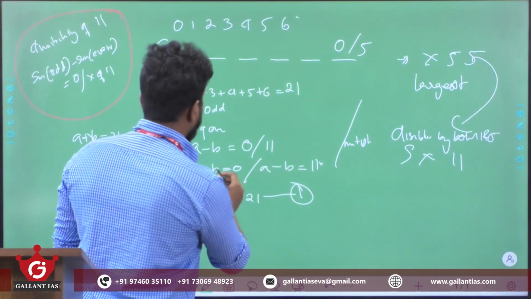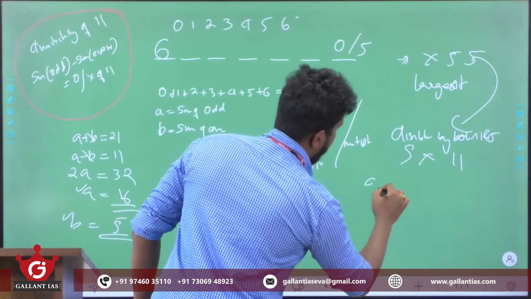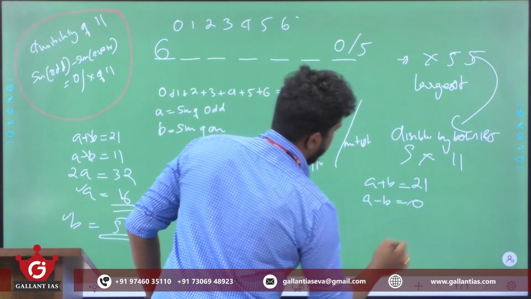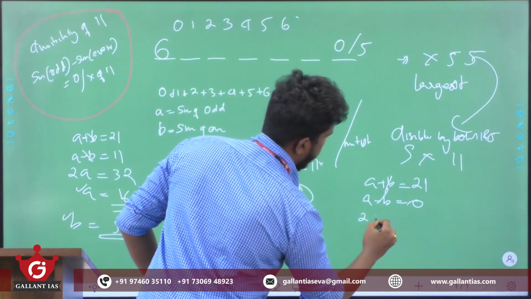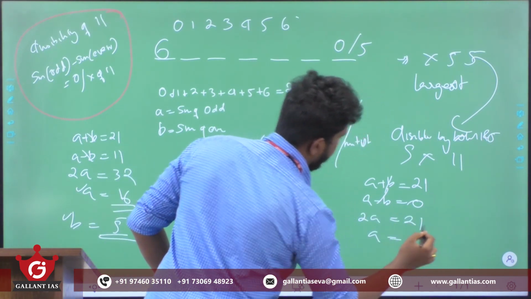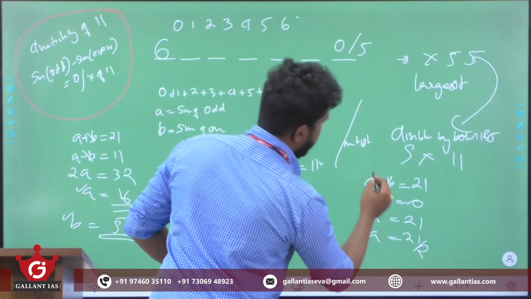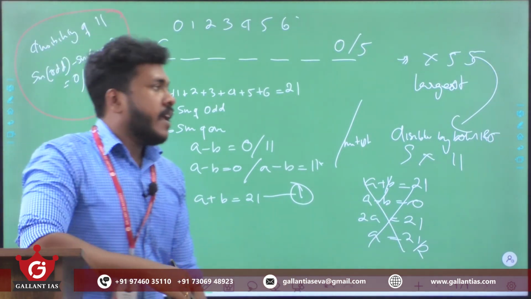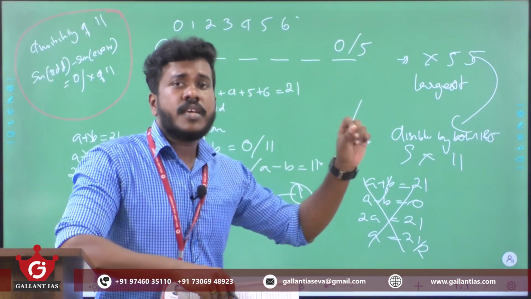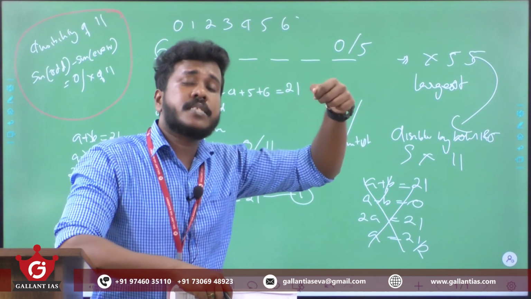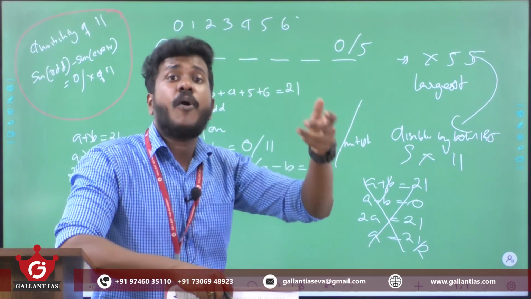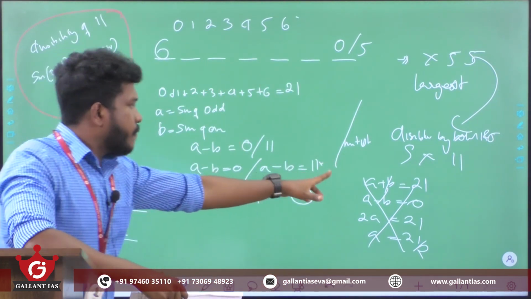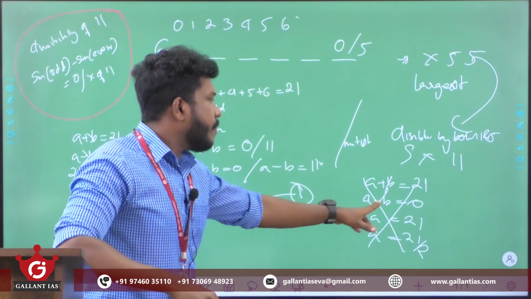Now, if I assume a minus b is equal to 0, look here, a plus b is equal to 21 and a minus b is equal to 0, then b gets cancelled and 2a is equal to 21. You are getting a decimal value for a, 21 by 2, so a minus b cannot be 0. Because a is the sum of the digits in the odd places, and the sum of digits cannot be a decimal.